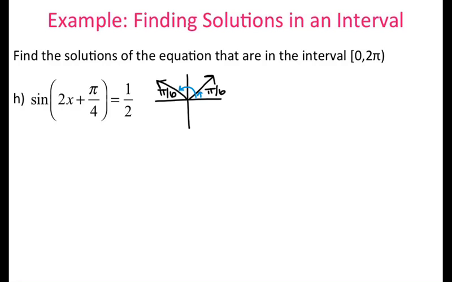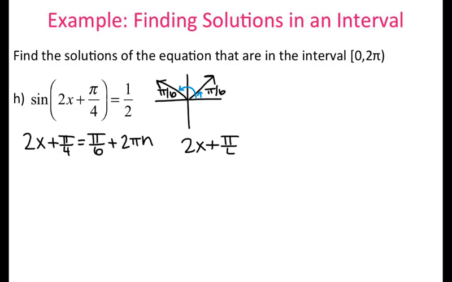So I'm going to go ahead and set up the two equations like we did with the last slide. So I have 2x plus pi over 4 equals pi over 6 plus 2 pi n. And then my other equation is 2x plus pi over 4 equals 5 pi over 6 plus 2 pi n. I'm going to solve both of those for x, so I'm going to subtract pi over 4 from both sides. Same thing over here. Going to subtract pi over 4 from both sides.